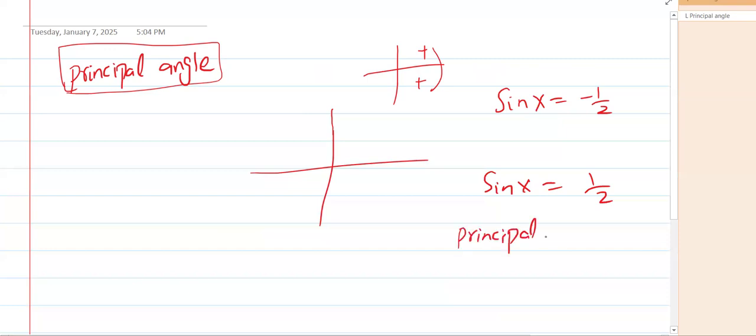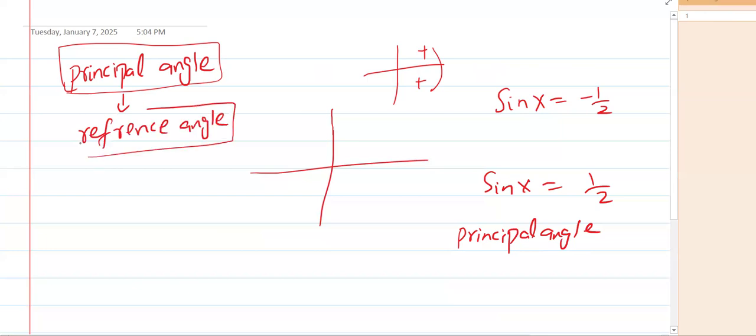another word we use for this one is the reference angle. Principal angle and reference angle are the same. For example, if I have to take the principal or reference angle, how will I take it? It will be sine inverse of 1 over 2. For both, even if it is negative, you will ignore the negative sign.